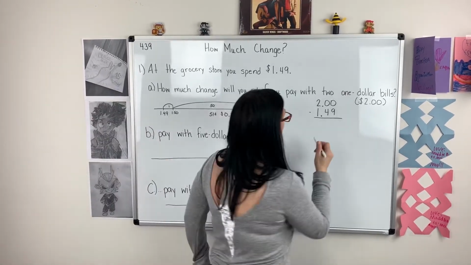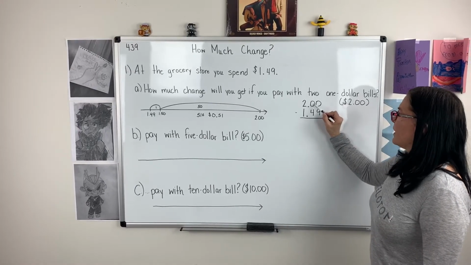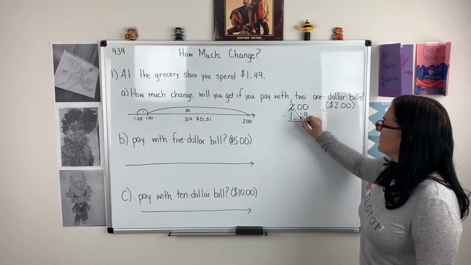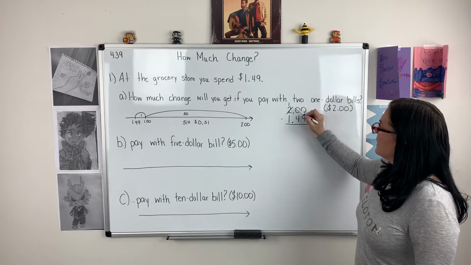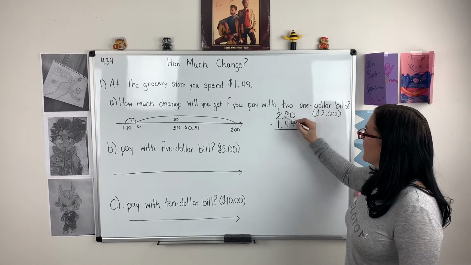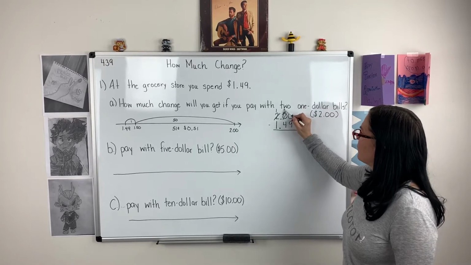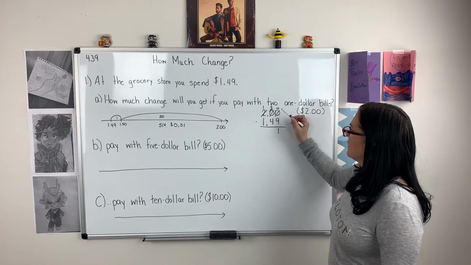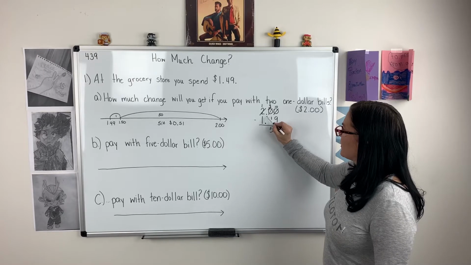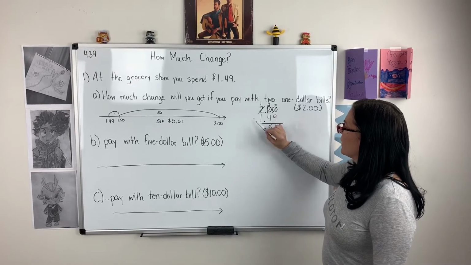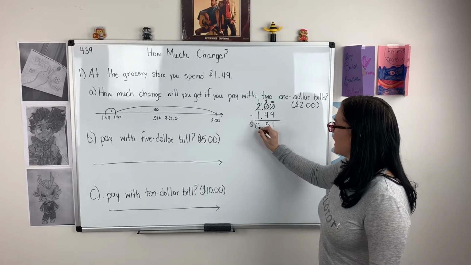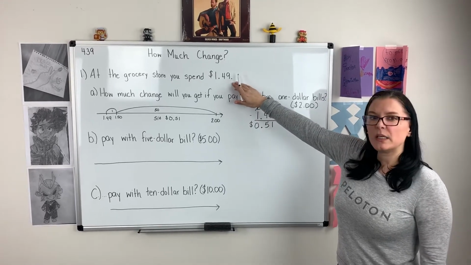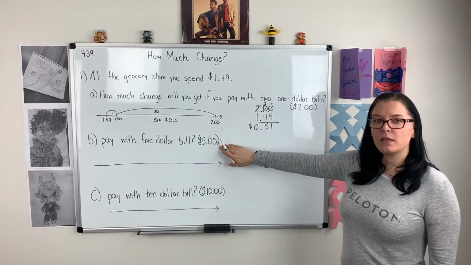I'm going to check my traditional algorithm. 0 minus 9, I can't do. I have 0 tens, so I cannot trade. So I need to go over to my hundreds place or my $1 place. Then I can give this 10, because 10 tens is the same as 100. Now I have one that I can trade to give to my ones place. 10 minus 9 is 1. 9 minus 4 is 5. My decimal points stay right in the same spot. 1 minus 1 is 0. So again, I have $0.51.